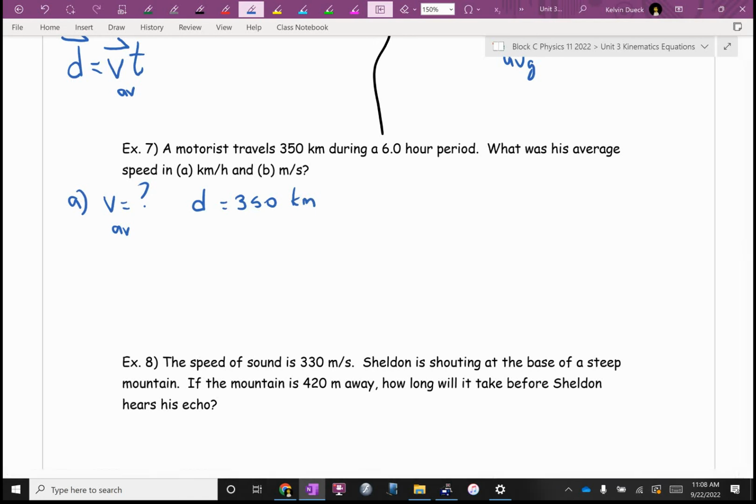What's the next number we run into, Noah? What are the units next to that 6? What must that be?